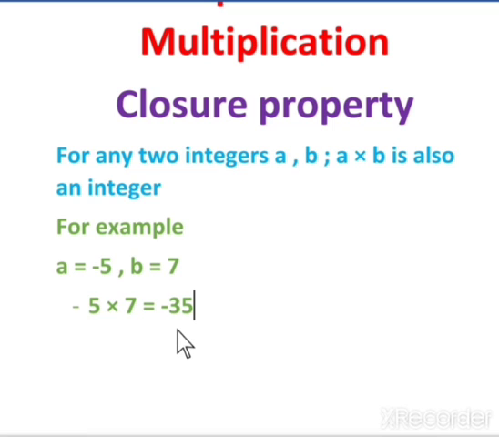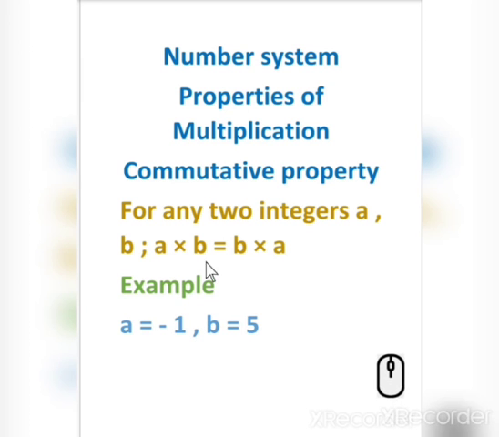Next we are going to see the next property, that is commutative property. Commutative property: for any two integers a, b, if you multiply a into b, it will be equal to b into a. If you multiply in any order, the left hand side and right hand side will be equal. The example for commutative property is the value for a is -1 and the value for b is 5.